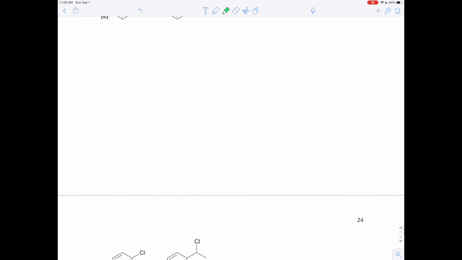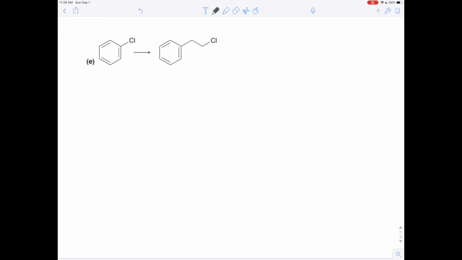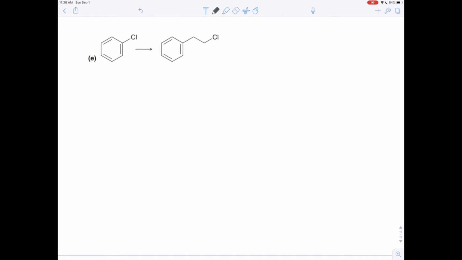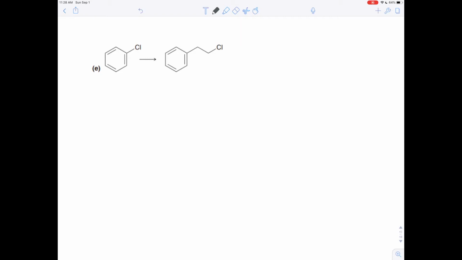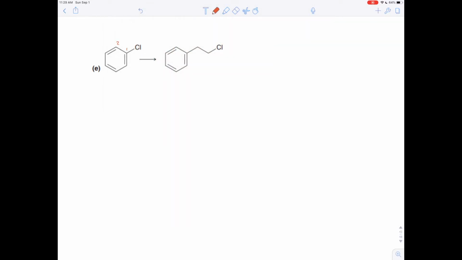Alright, let's see another example. How about this one? This is a similar type of thing, but it adds a complication. So first, you notice that in this transformation, the molecule on the left has 1, 2, 3, 4, 5, 6 carbons. On the right, we've got 1, 2, 3, 4, 5, 6, 7, 8.